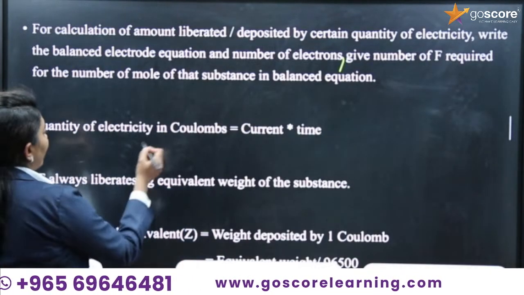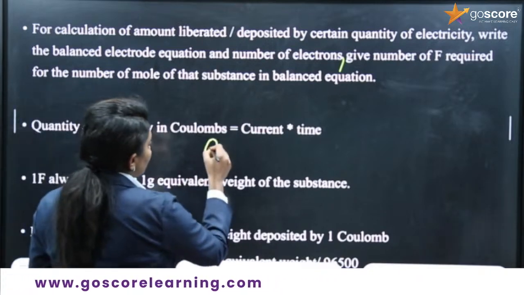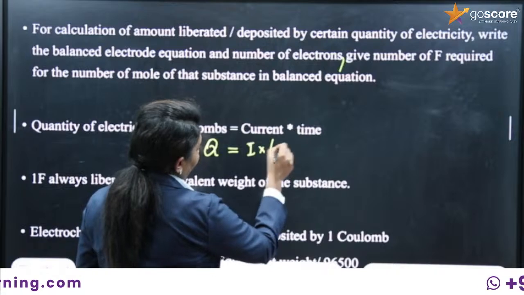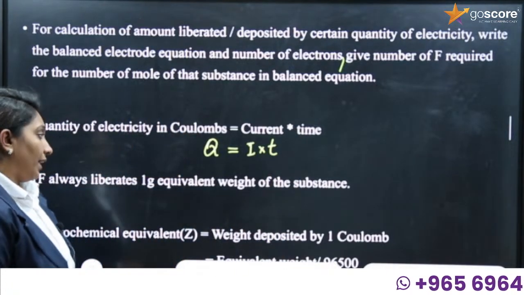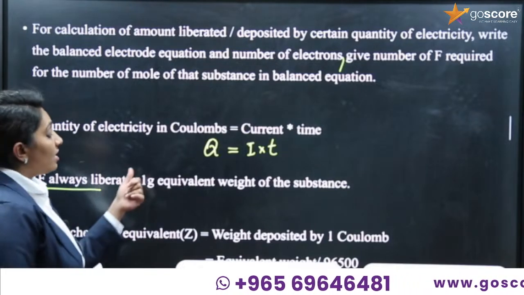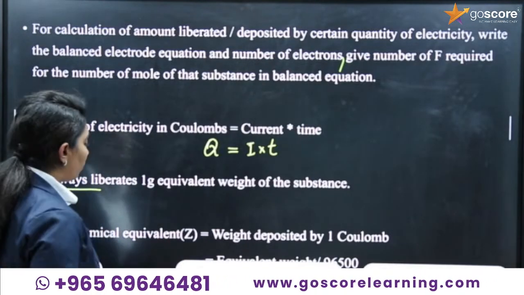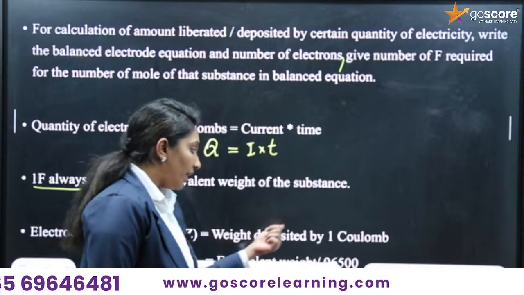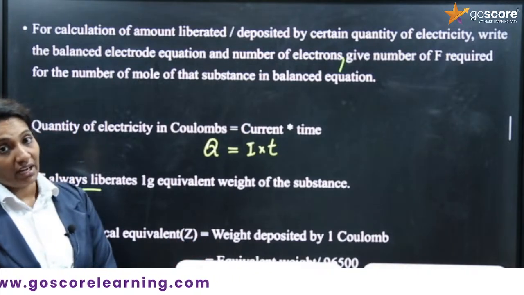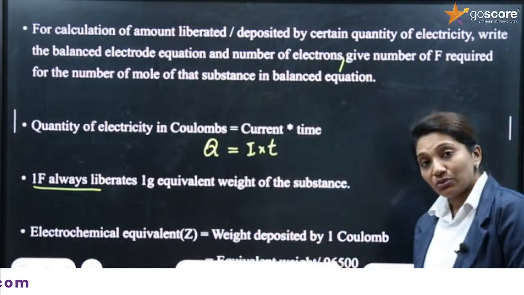And the second important equation is the quantity of electricity in coulomb. Okay. So the quantity of electricity in coulomb, Q is equal to I into T, that is current into time. Okay. And I already told you that 1 Faraday always liberates 1 gram equivalent of the substance. And the electrochemical equivalent Z is equal to the weight deposited by 1 coulomb, that is the equivalent weight divided by 96,500. Okay. So these are the main points that you should keep in mind.